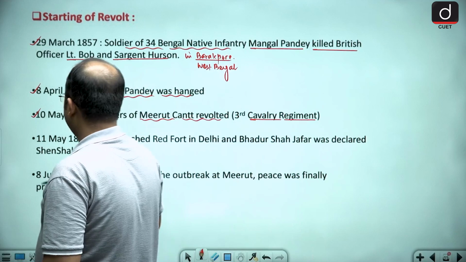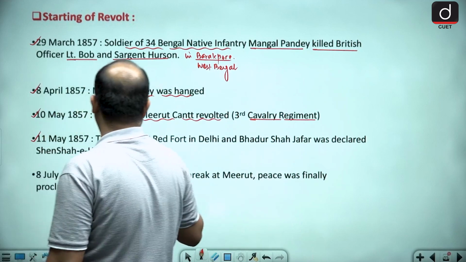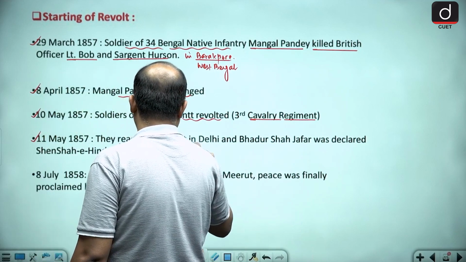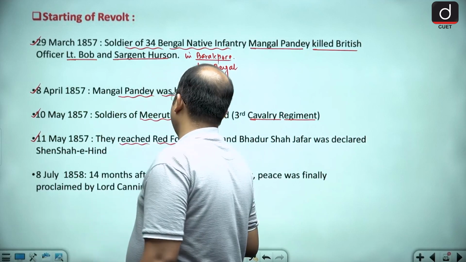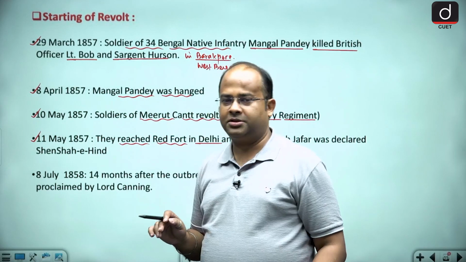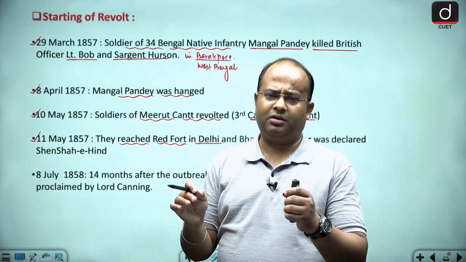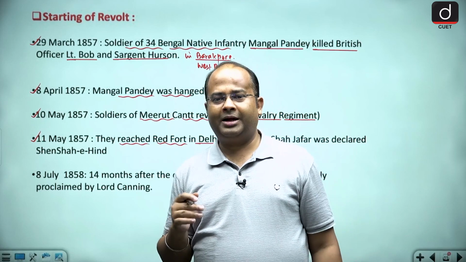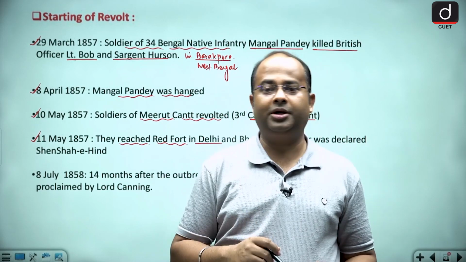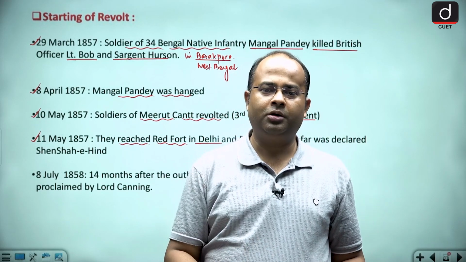Now on 11th May 1857, the soldiers reached Red Fort, Delhi. And at that point of time, my dear friends, Bahadur Shah Zafar was the ruler of Delhi, and he was just a ruler in name. At that point of time, he was 83 years old. So he had grown too old.